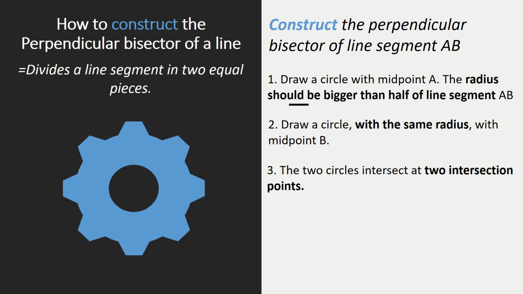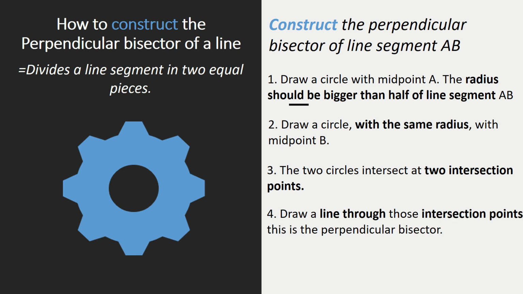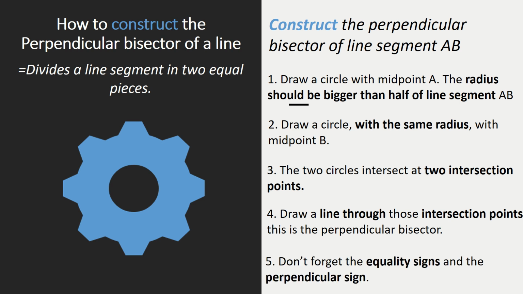Then we saw that the two circles intersect at two intersection points. And you need to draw a line through those intersection points. This is your perpendicular bisector. Don't forget the equality signs and the perpendicular sign. If you've done this, then you know how to construct the perpendicular bisector of a line. Well done.